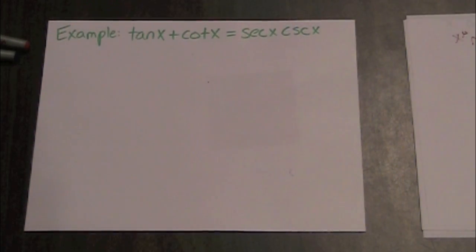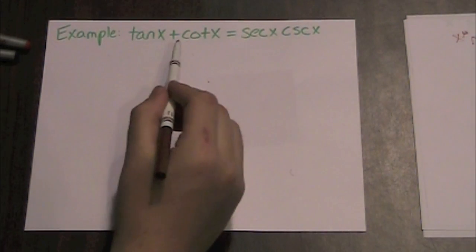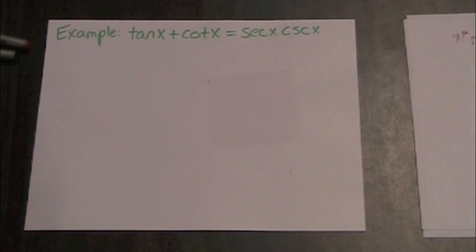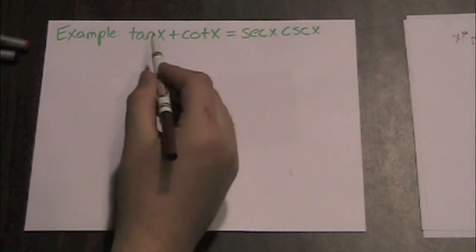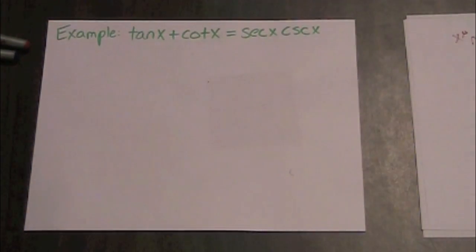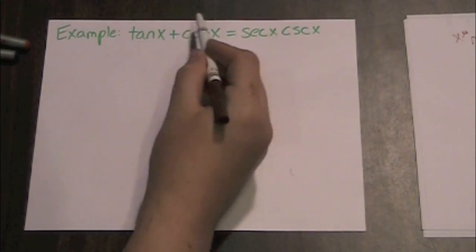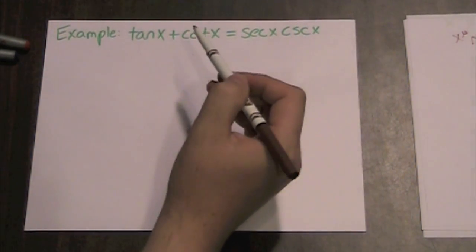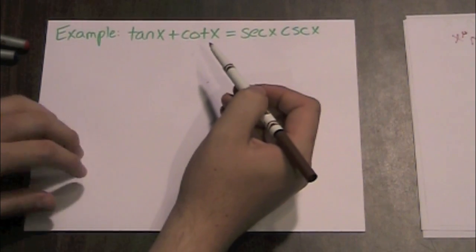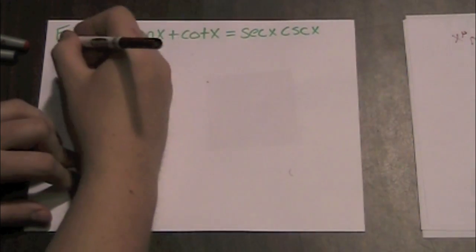Okay, in our next example, we have an addition on the left side and a multiplication on the right side. We have tan x plus cotangent of x equals secant of x times cosecant of x. It doesn't immediately look like we can combine everything. So let's see what happens if we turn the left side into sine and cosine. Sometimes that allows us to simplify things a little bit more.